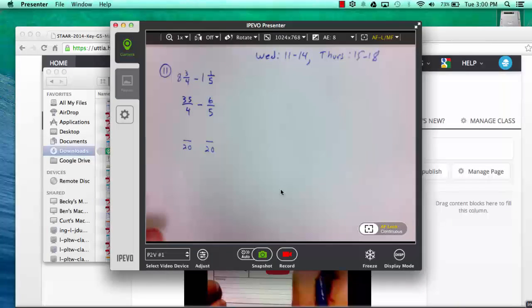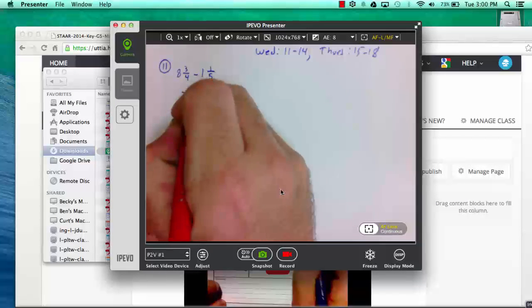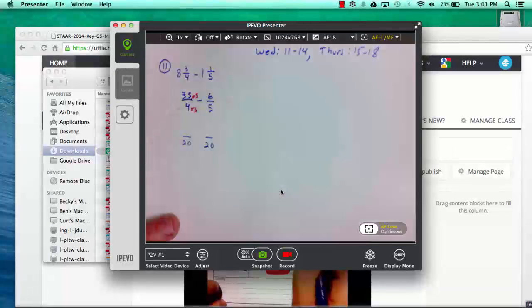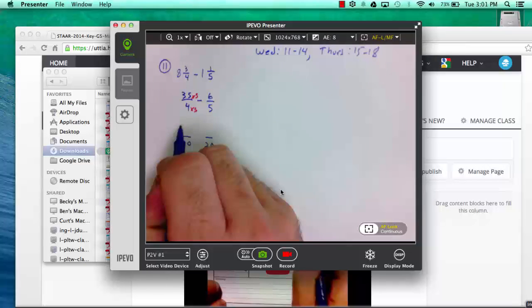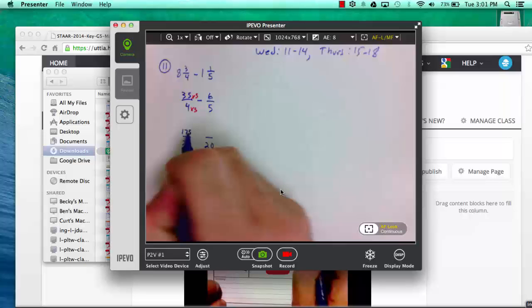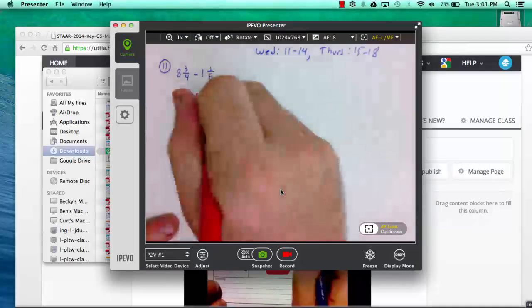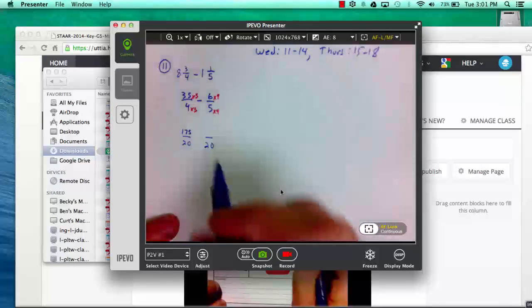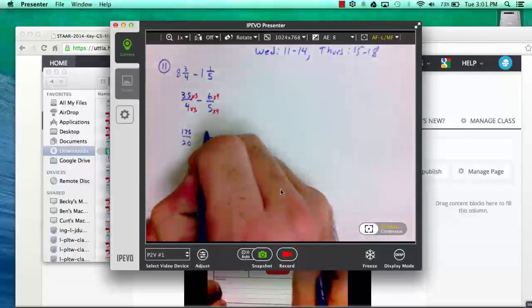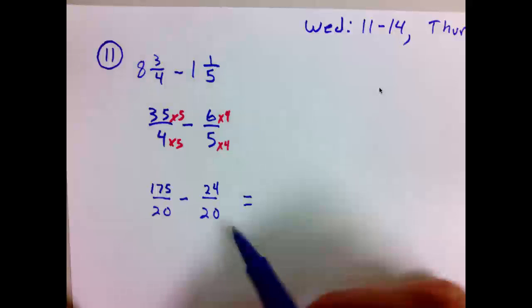4 times what is 20? Times 5. So I must multiply the numerator by 5 as well. 35 times 5. Well, 30 times 5 is 150. 5 times 5 is 25. 150 and 25 is 175. 5 times what gives 20? Times 4. So we must multiply the numerator by 4 as well. 6 times 4 is 24. We have our common denominators.